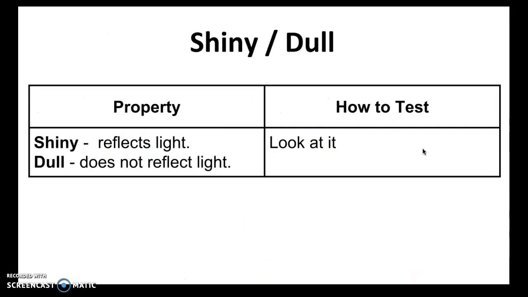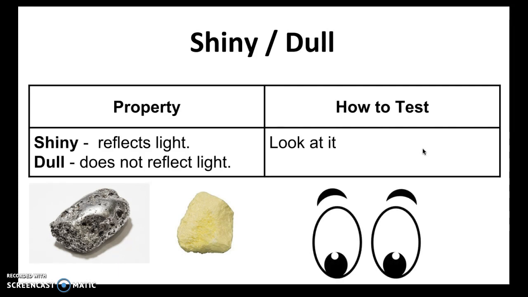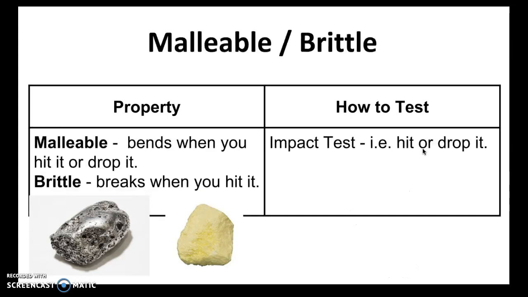Okay, finally, let's move on to shiny and dull. Shiny means it reflects light, and dull means it does not. So this sample of matter is shiny. This substance, on the other hand, is dull. It does not reflect light, and we simply test it by looking at it. And I'm sure you know some things that are shiny, like a lot of times metals are shiny.